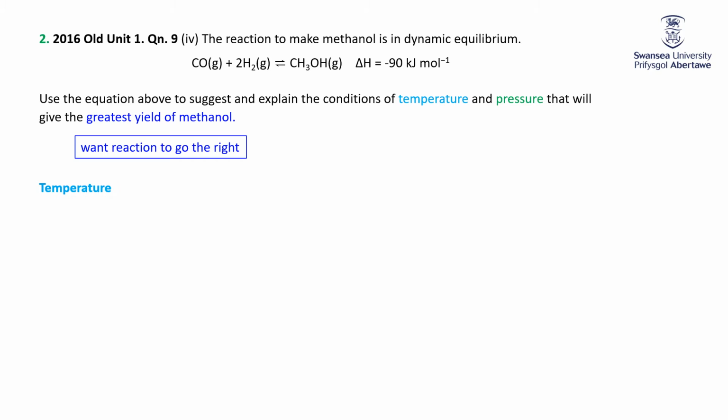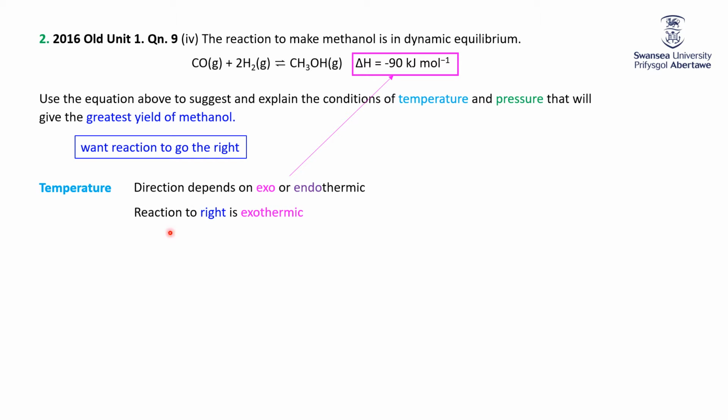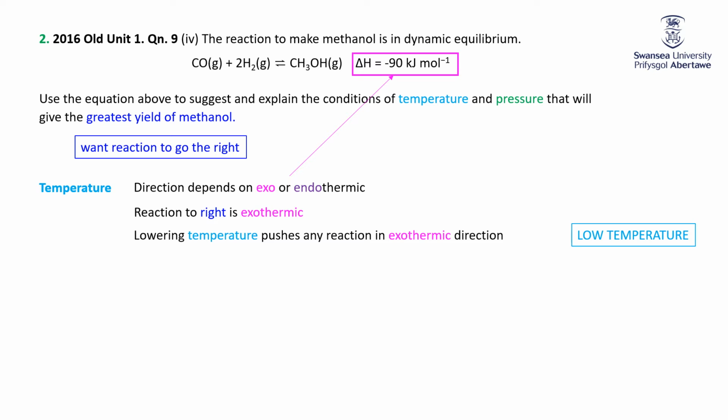So, temperature. Well, the direction that our equilibrium will move with the temperature depends on whether the reaction is exothermic or endothermic. We're told that this reaction is exothermic. So lowering the temperature for any reaction pushes the reaction in the exothermic direction. That's what we want here. We want it in the exothermic direction. So therefore, we want to operate at low temperatures.